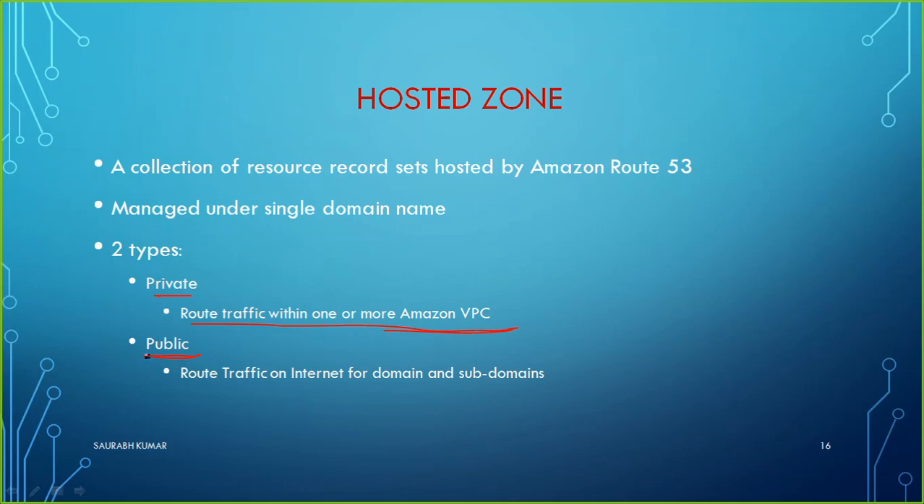But if we are configuring a public type, it means the traffic will be routed on the internet for domains and subdomains. That's why I'm telling you, 95 to 98% of the time you will be using a public type. Only in some special conditions, maybe you have some testing, or you are making a test environment, or doing some experiment there, then you need a private type of hosted zone.